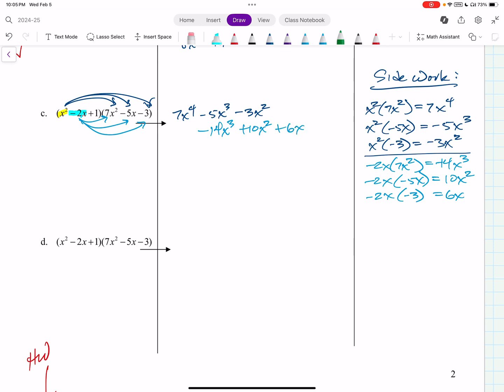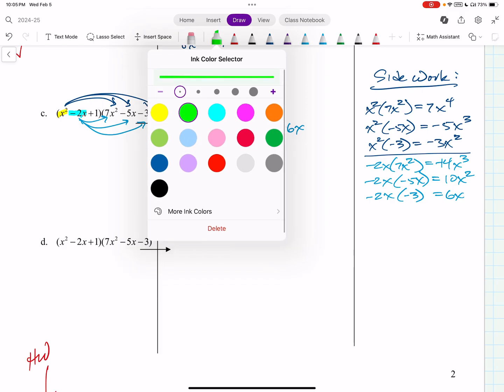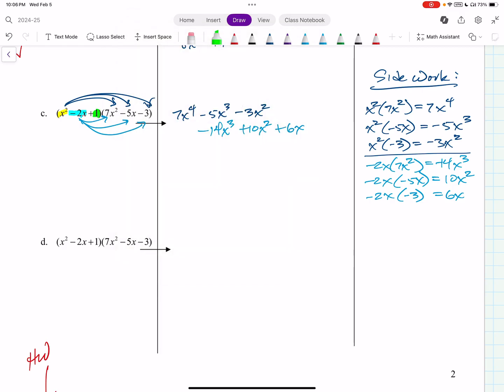Okay, third color here. Green's fine, so you can see it easily. I got to take the 1 here and distribute it 3 times. Oh, this is going to be hard. Multiplying by 1. Woohoo! All right, 1 times 7x squared is 7x squared. So line up the squares. And then 1 times negative 5x is obviously minus 5x. And then the third one, 1 times negative 3, that's obviously a minus 3.